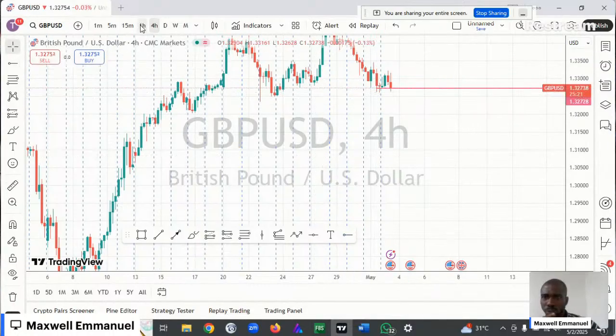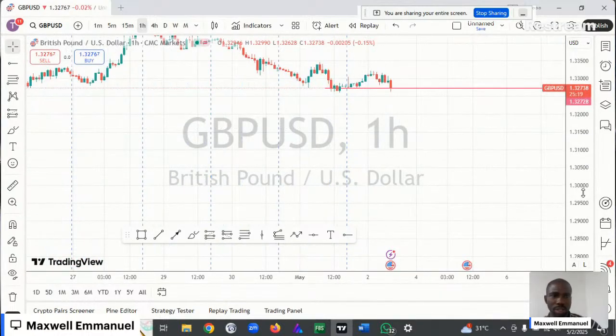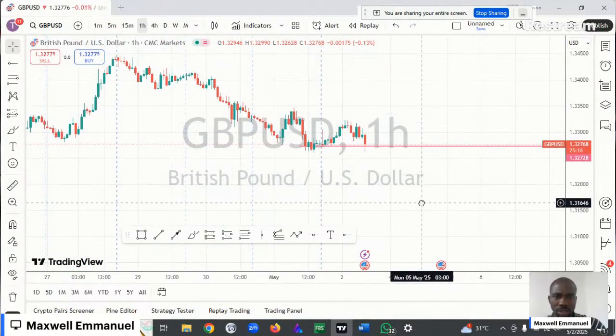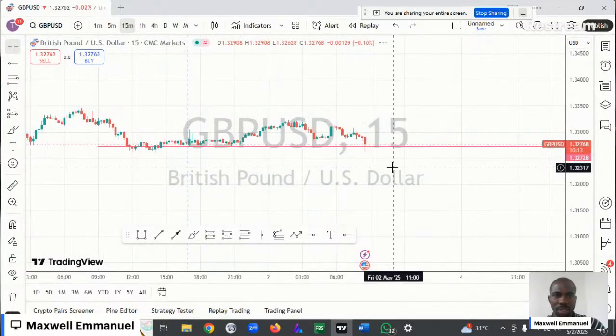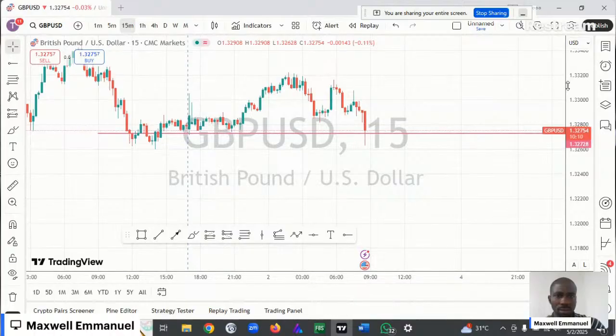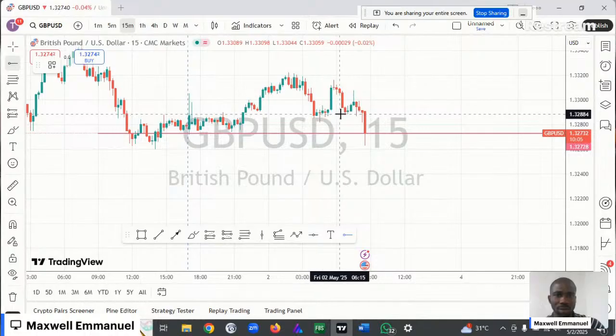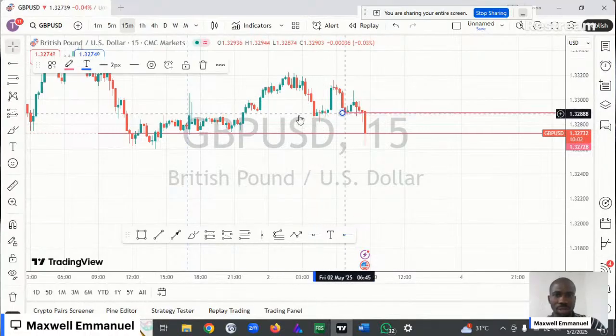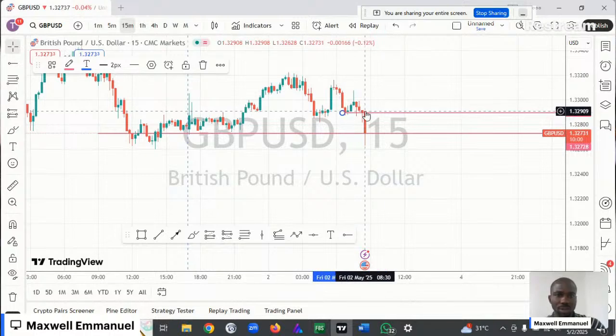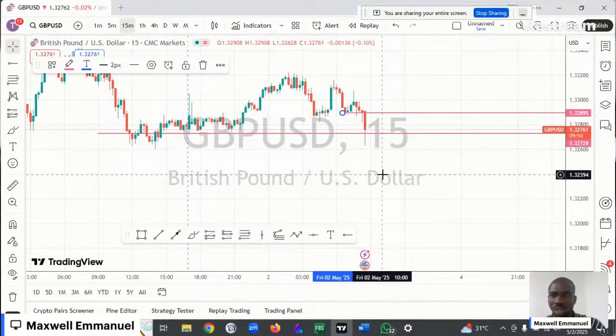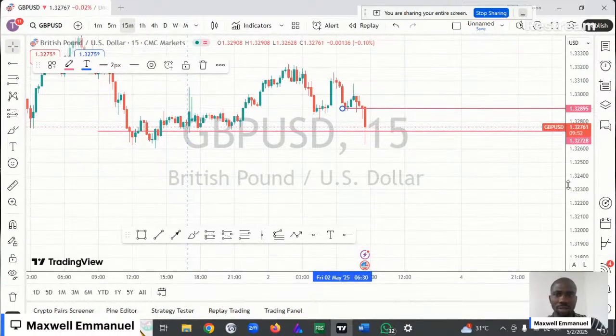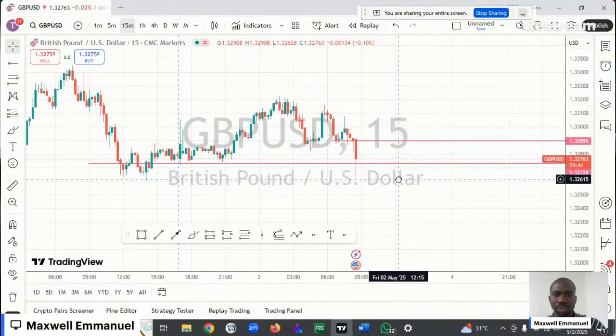Well, I personally would like to see price retrace before selling. Let's say on 15 minutes, I would like to see price pull back to this support area turned resistance before going bearish on GBP USD.